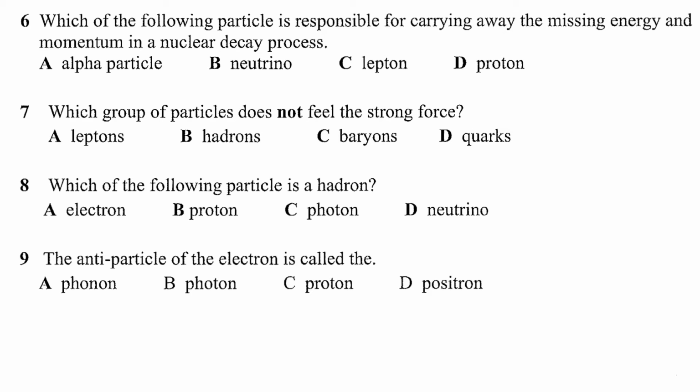So the next question, number 6, which of the following particles is responsible for carrying away the missing energy and momentum? It is actually a neutrino. That's why you will notice that the energy of the electrons, which in this case the beta or the beta plus, which is a positron, will always vary. Okay, because the neutrino actually carries some of the momentum and energy away.